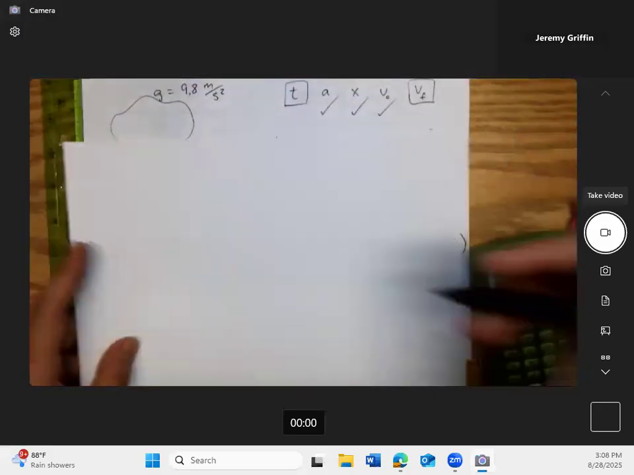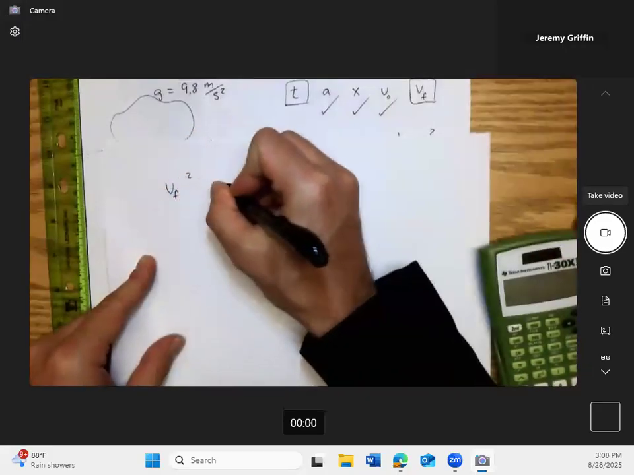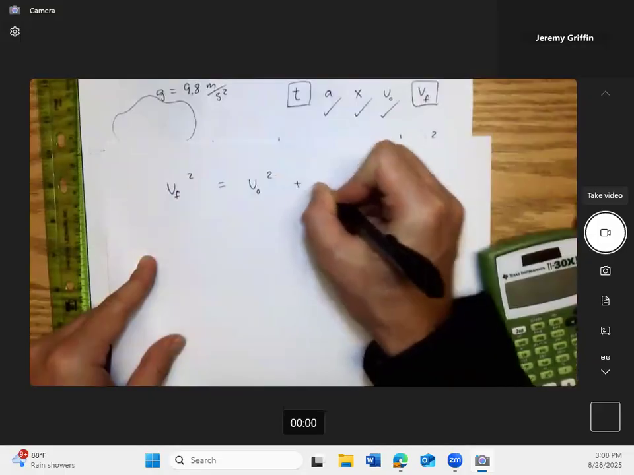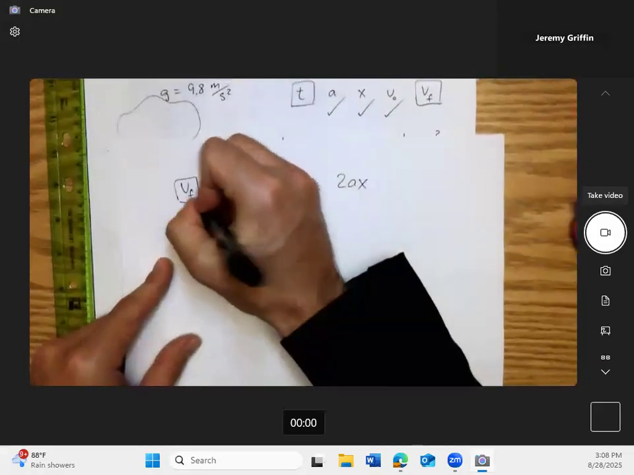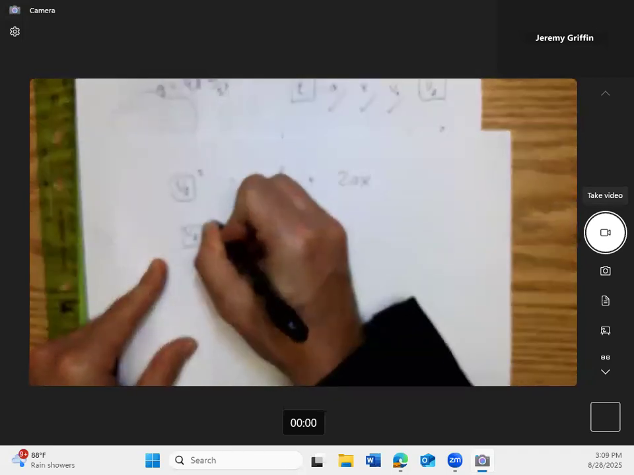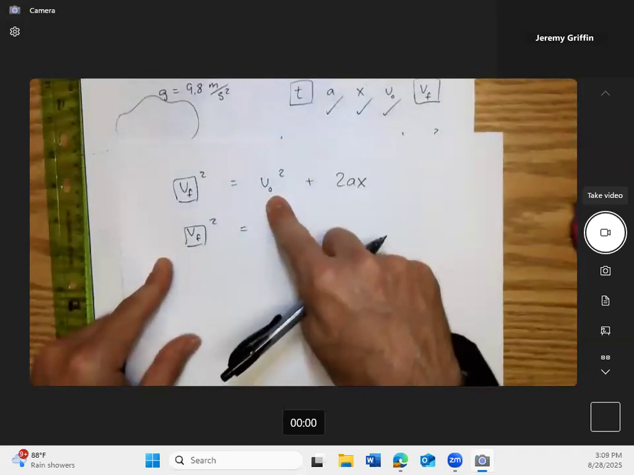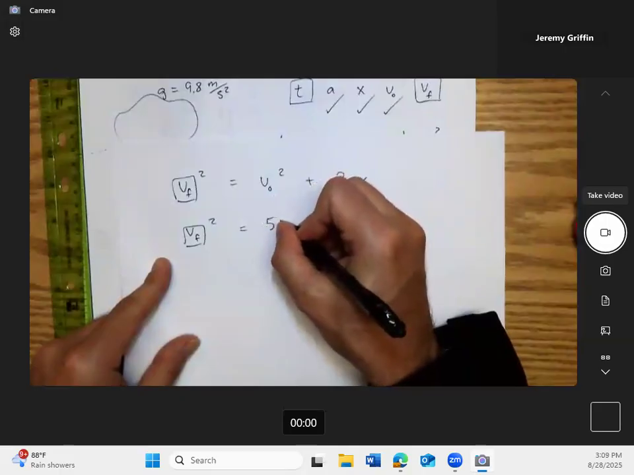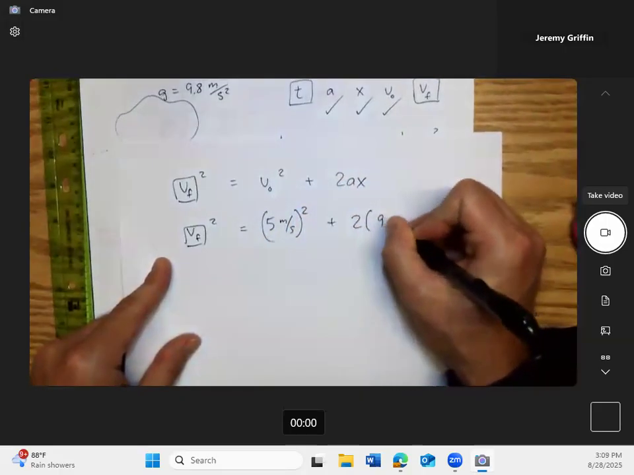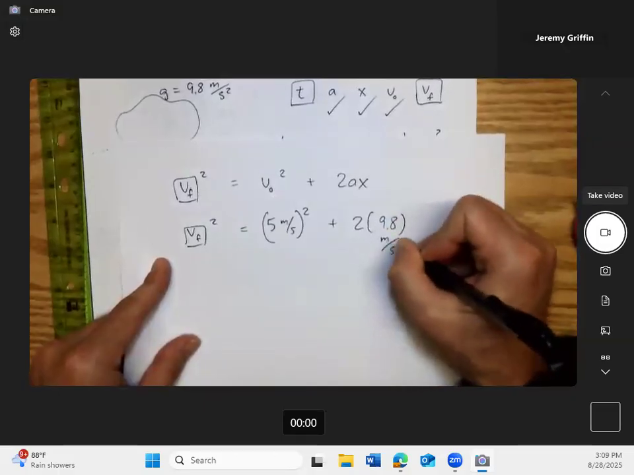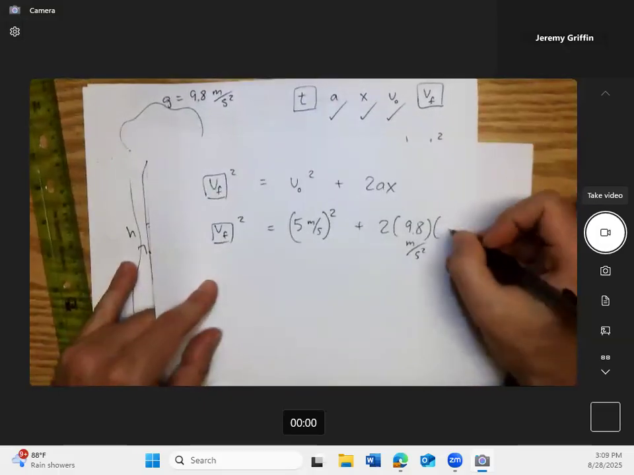So v final squared equals v initial squared plus 2ax. I want to know this crash velocity. I know I threw it straight down at 5 meters per second, and that's being squared, plus 2 times 9.8 meters per second squared, and the height of the treehouse was 7 meters.